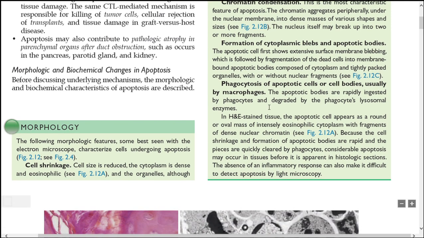Next, we will be seeing phagocytosis of apoptotic cells or cell bodies, usually by macrophages. The apoptotic bodies are rapidly ingested by phagocytes such as neutrophils and monocytes and degraded by the phagocytes' lysosomal enzymes. That is very important. Next, in H&E stain, hematoxylin and eosin stained tissue, the apoptotic cell appears as a round or oval mass of intensely eosinophilic cytoplasm with fragments of dense nuclear chromatin.